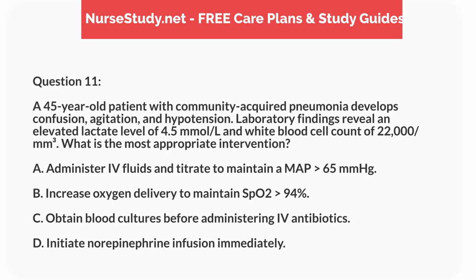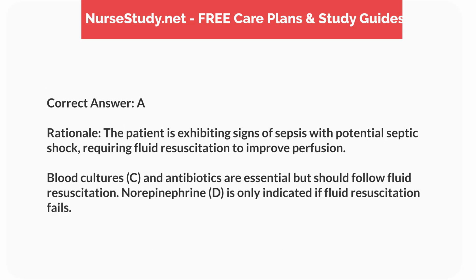A. Administer IV fluids and titrate to maintain a MAP greater than 65 mm of mercury. B. Increase oxygen delivery to maintain SpO2 greater than 94%. C. Obtain blood cultures before administering IV antibiotics. D. Initiate norepinephrine infusion immediately. Correct answer, A. Rationale: the patient is exhibiting signs of sepsis with potential septic shock, requiring fluid resuscitation to improve perfusion. Blood cultures, C, and antibiotics are essential, but should follow fluid resuscitation. Norepinephrine, D, is only indicated if fluid resuscitation fails.